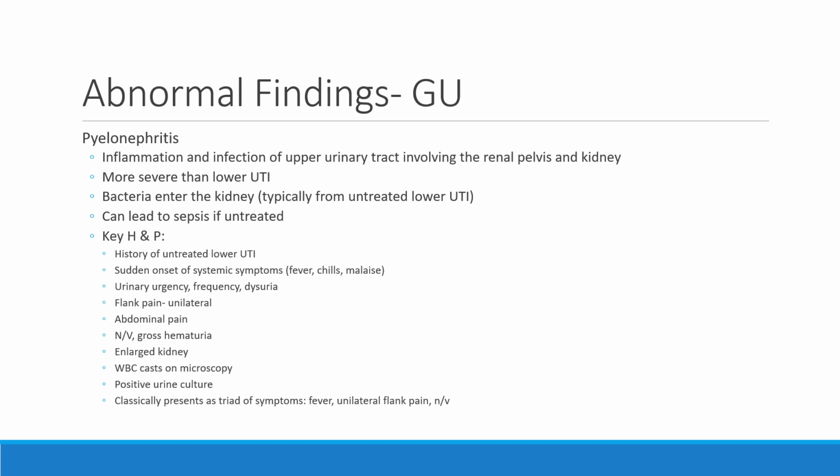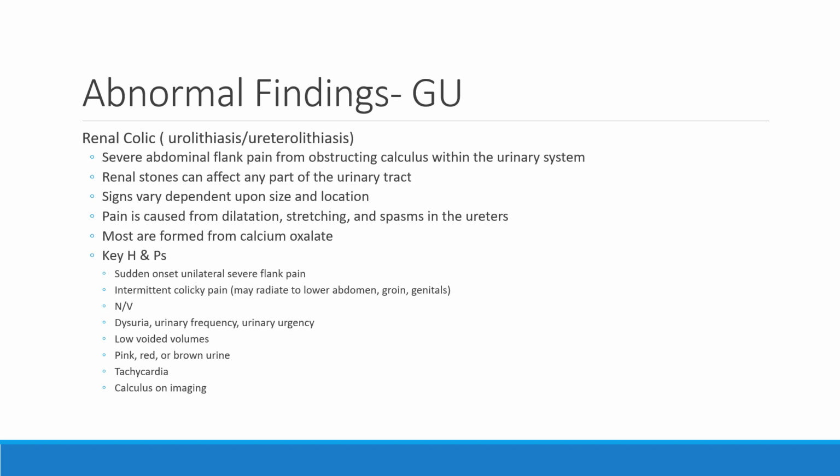Key history and physical findings include history of untreated lower UTI, sudden onset of systemic symptoms such as fever, chills, or malaise, urinary urgency, frequency, dysuria, flank pain, unilateral, abdominal pain, nausea, vomiting, gross hematuria, enlarged kidney, white blood cell casts on microscopy, which we did discuss a little earlier, positive urine culture. Pyelonephritis typically presents with a classic triad of symptoms of fever, unilateral flank pain, and nausea and vomiting, but patients do not have to have all three of these symptoms.